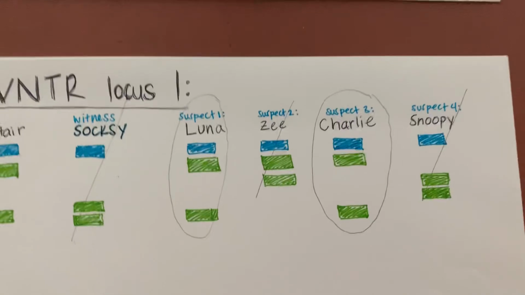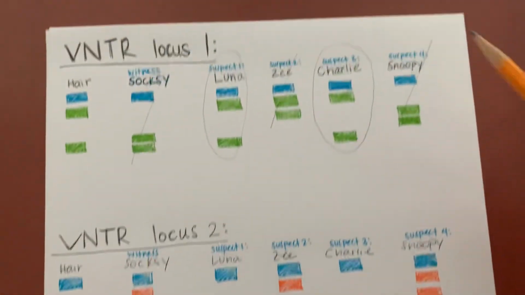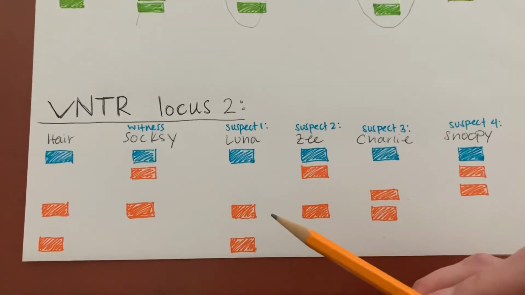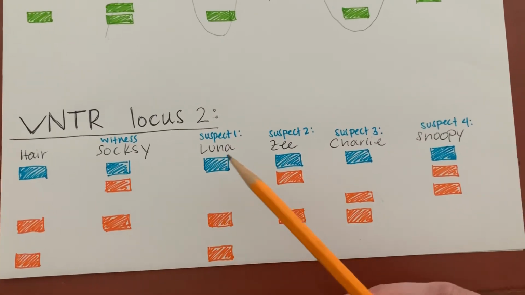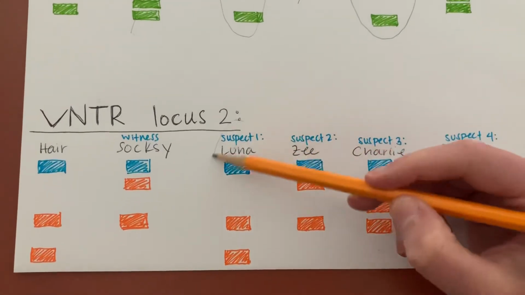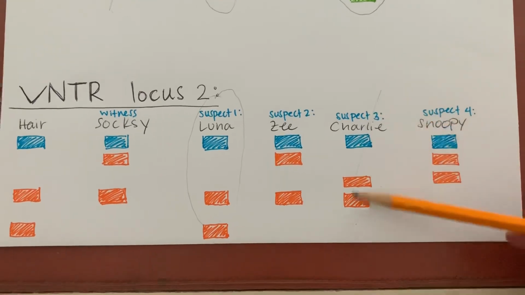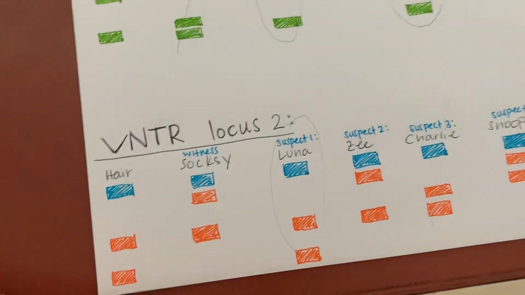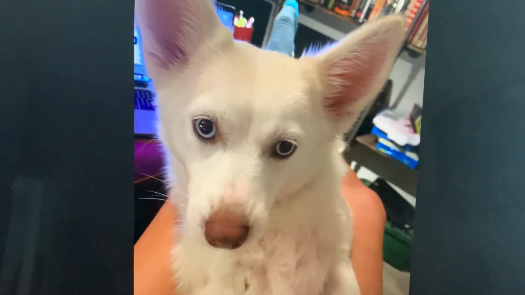So since we have 2 suspects here, we have to look at another locus, locus 2. And we're just going to look at our prime suspects. As you can see in this locus, Luna is the only one that has the same band pattern, and Charlie does not, so he can be eliminated. And Luna can be identified as our culprit who ate all the dog food in the middle of the night.